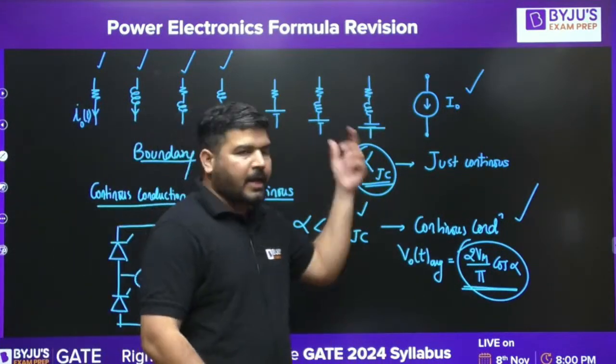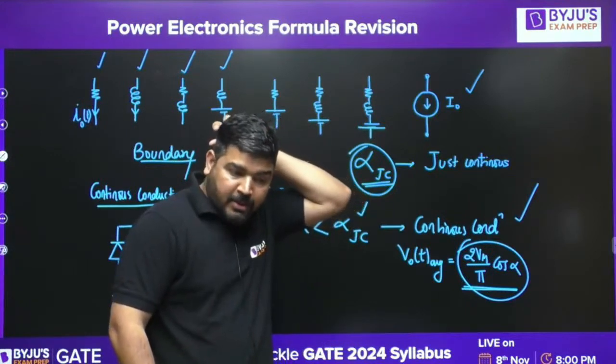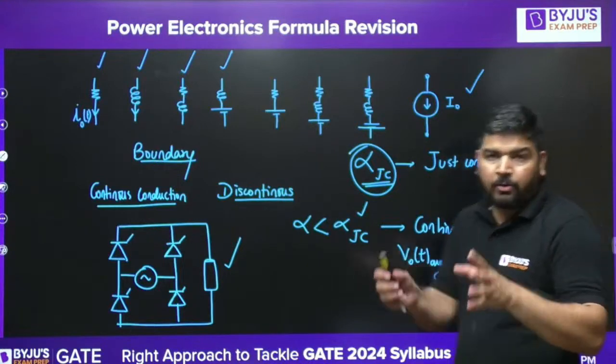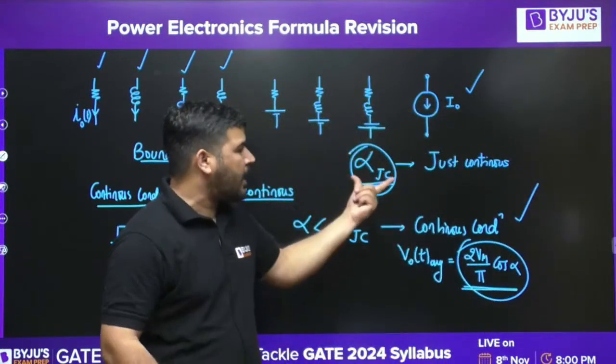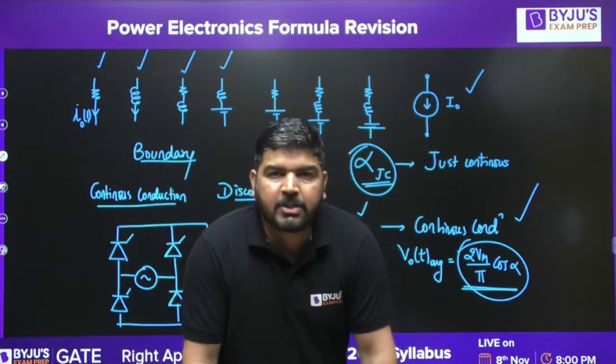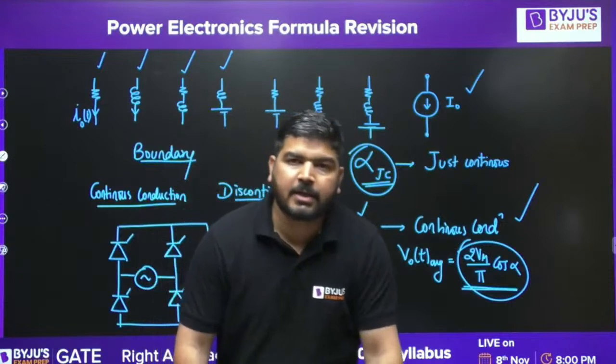Okay, you have to calculate that alpha JC. There are methods by which you can calculate alpha JC. I'm not teaching those methods, but you have to be careful about how to calculate this alpha JC, the boundary value, the boundary angle above which the conduction is discontinuous, below which the conduction is continuous.